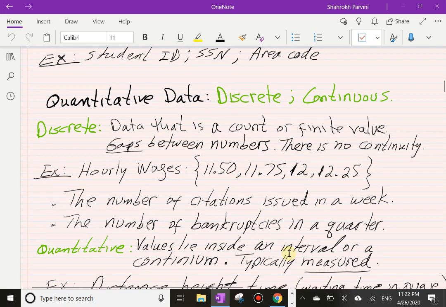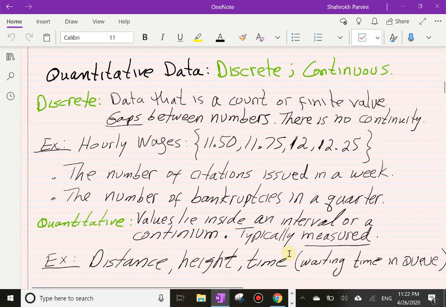Then we go to continuous variables, or continuous data. Continuous variables are those whose values lie inside an interval or a continuum. For example, the distance that you travel from work to home and vice versa, from home to work. That distance is a measured quantity, and it is an example of continuous data.